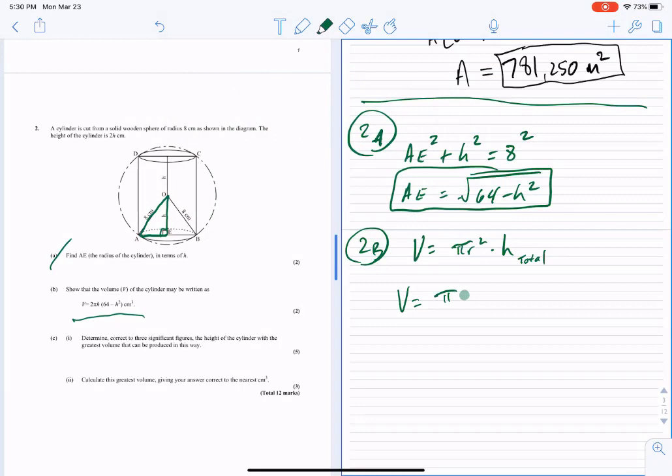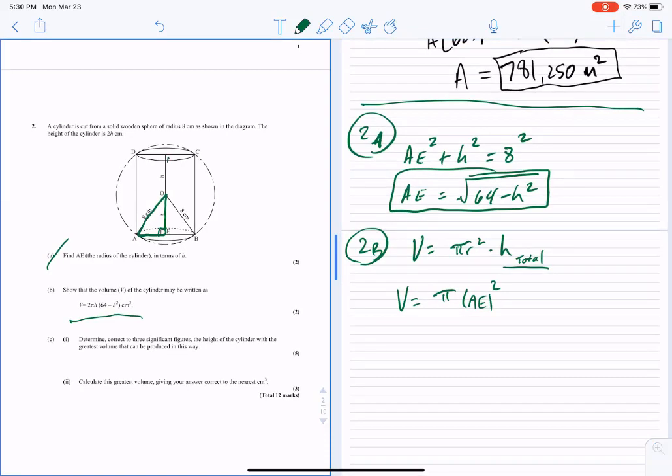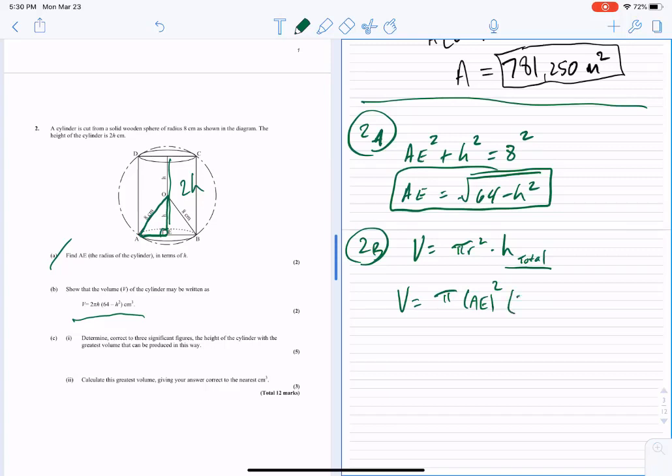So I'm in a highlighter now. Okay. AE squared then. And then this total height, keep in mind this is important, this total height is actually 2h, okay, not just h. So over here, this is going to be 2h. So here's what I got. I got an expression for AE, which I'm going to plug in through here.